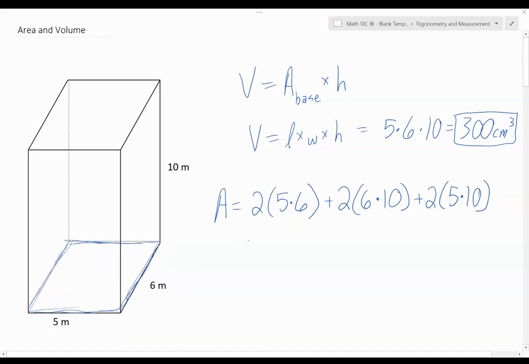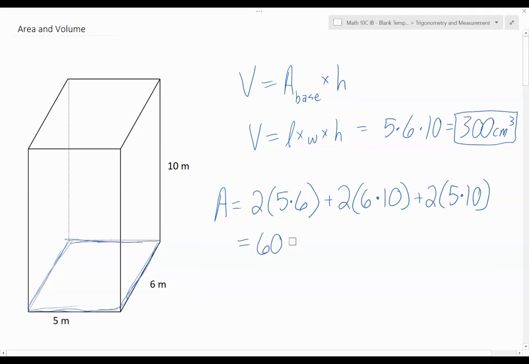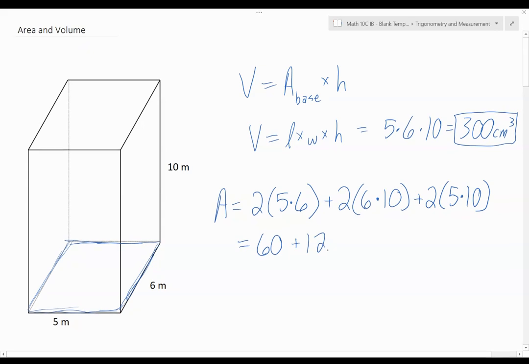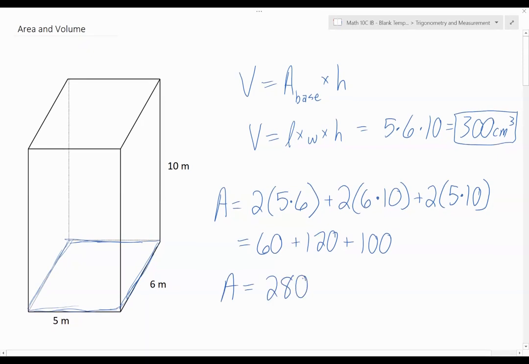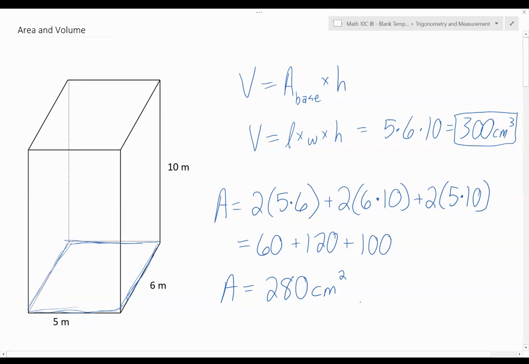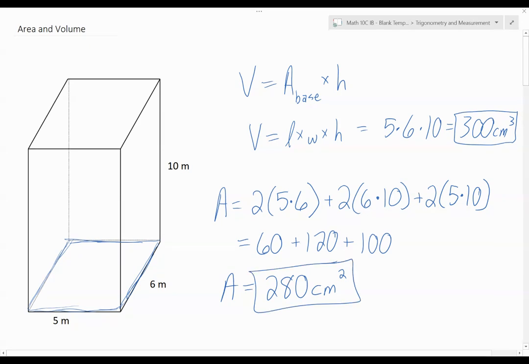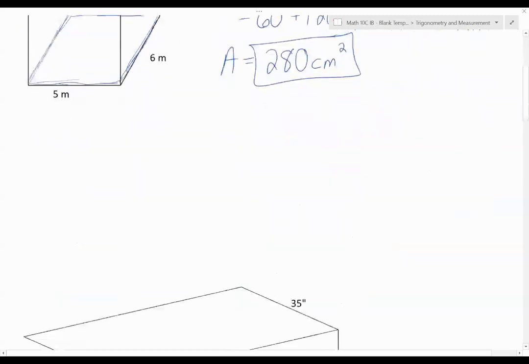So 2 times 5 times 6 is 60, 2 times 6 times 10 is 120, and 2 times 5 times 10 is 100. So altogether, we have an area of 280. Now, this is a two-dimensional area, so centimeters squared. And that is the surface area of the shape. So hopefully nothing too terribly complicated in there. Those same principles are going to help us for more complicated shapes.